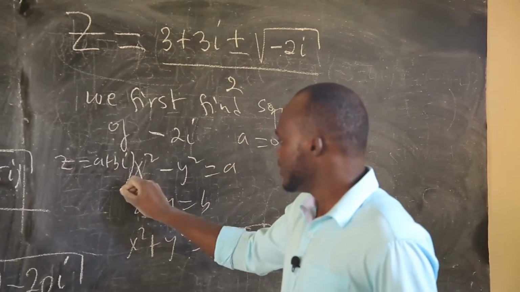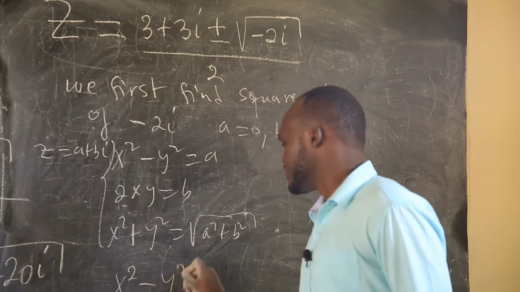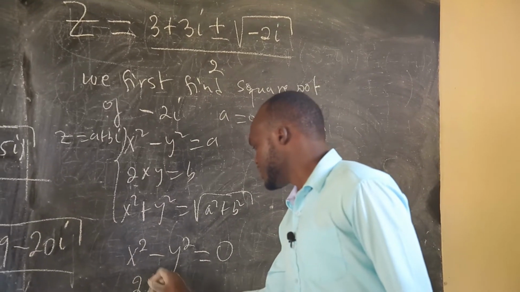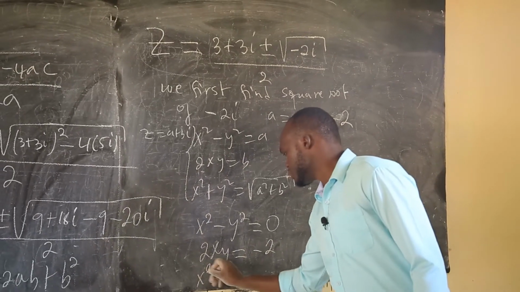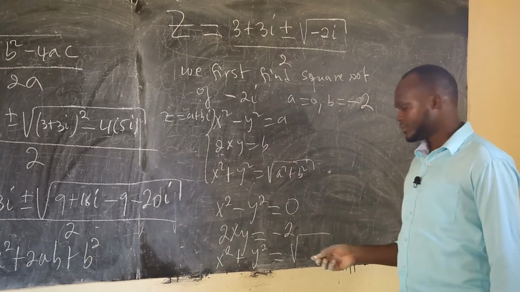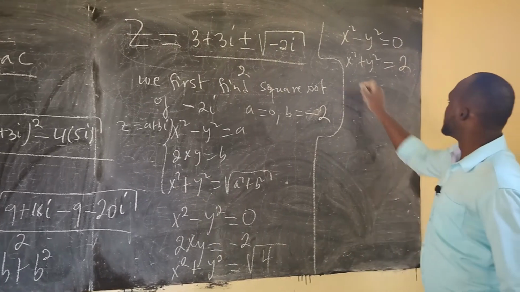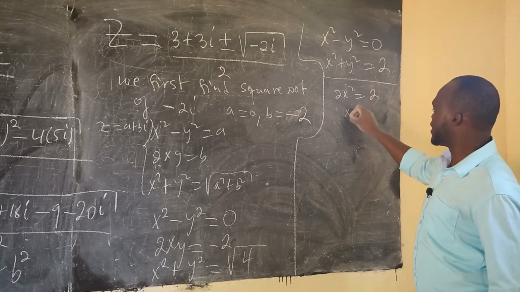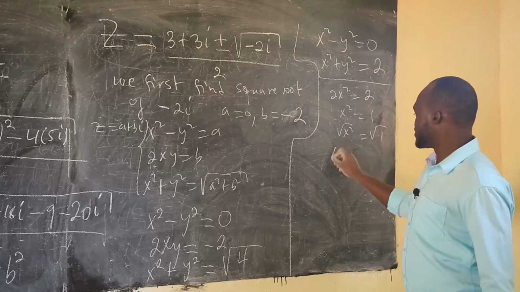So now, as we are using those 3 equations, x squared minus y squared equal to a, our a is 0. 2xy equal to b, which is negative 2. x squared plus y squared equal to root 0 squared is 0, and then negative 2 squared, that is 4. Square root of 4 is 2. So when you solve that, we add, 2x squared equal to 2, so x squared equal to 1, square root of x squared, that's square root of 1, so x is 1.